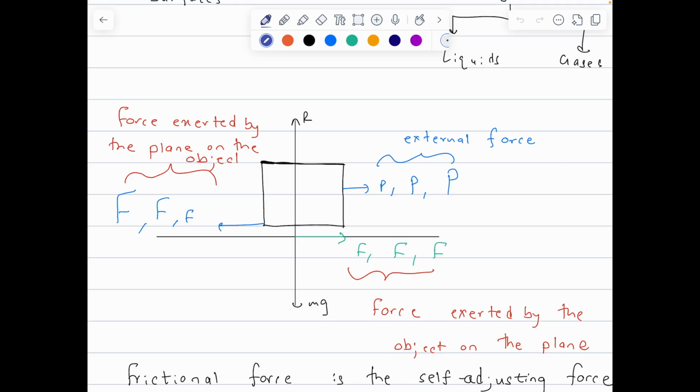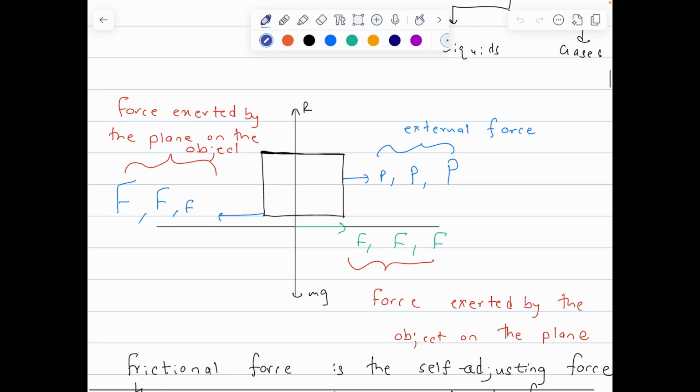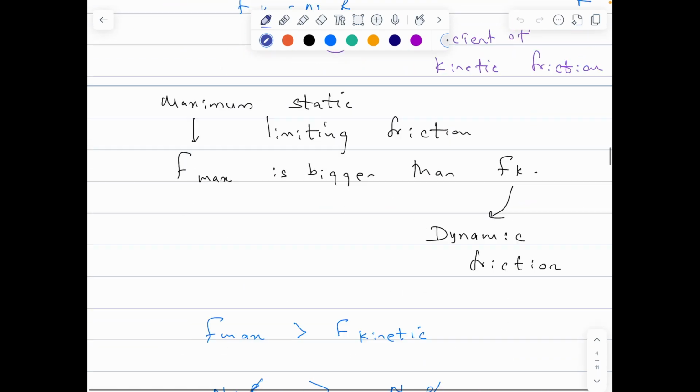So what happens here is that friction initially is self-adjusting. But friction has a limit. Friction has a maximum possible value. The maximum possible value of friction depends on the 2 surfaces in contact and also the weight of the object. Right. So what happens is when you keep on increasing the external force, friction also increases along with it, but only up to a certain limit.